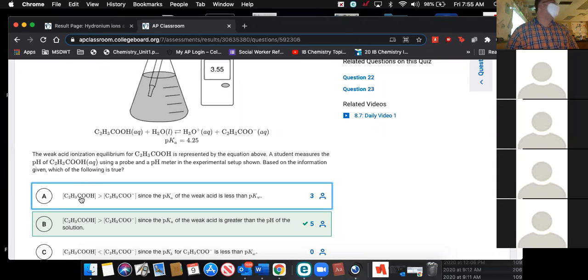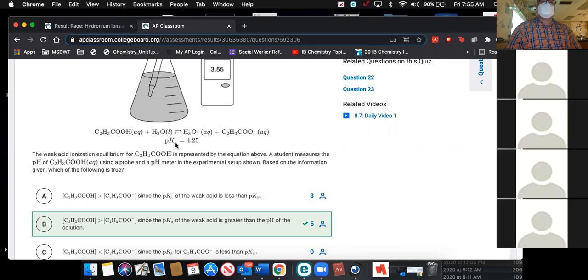If we take a look, this is it losing the H pluses. If it doesn't have the H pluses because they're in solution, then that means it's going to be higher, since the pKa of the weak acid is less than the pKw. Let's take a look at this. This is greater than this since the pKa of the acid is greater than the pH. Again, this is one of those things where we have to think about the Henderson-Hasselbalch equation.